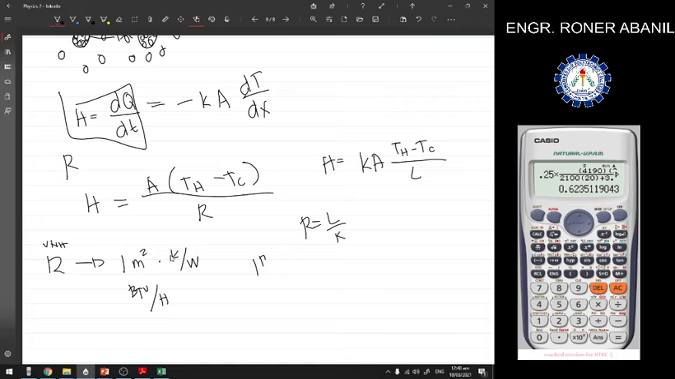So, 1 BTU per hour is equal to 0.293 watts. So, tandaan nyo to.